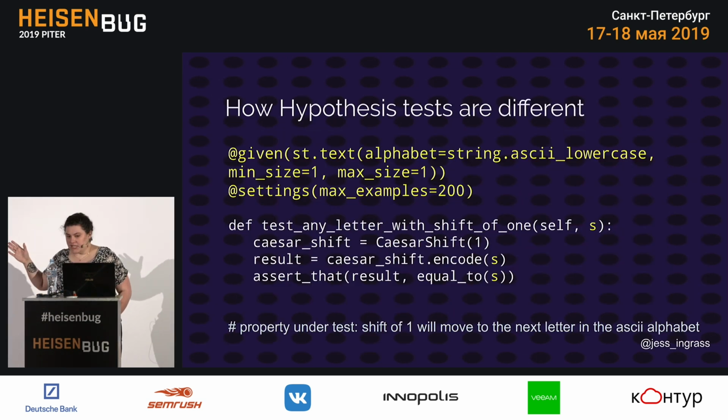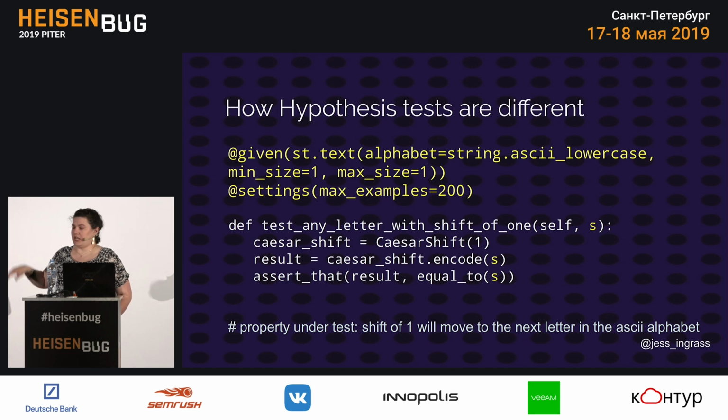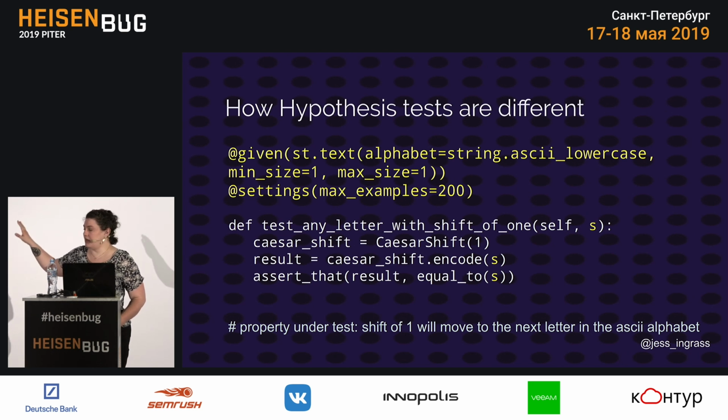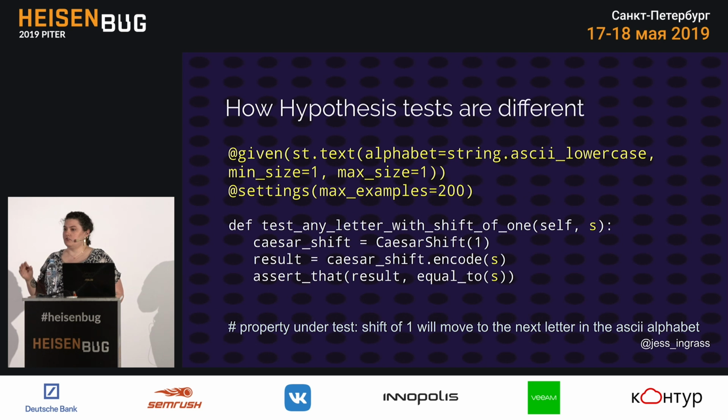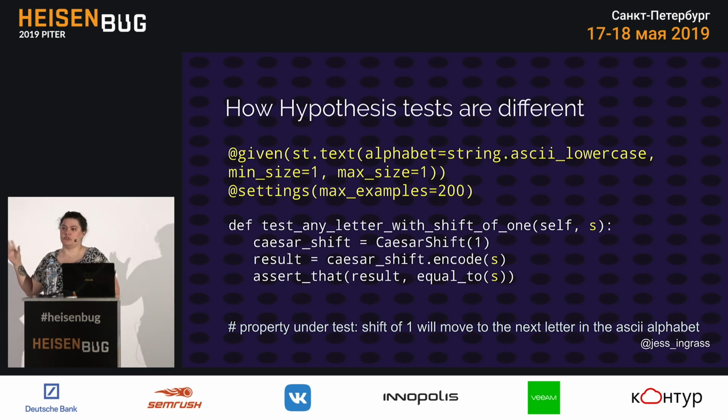So hypothesis tests look a little bit different, but not so much different than our example-based tests. You'll notice that I have the given and the settings decorators, and I'll talk about what each of those things can do. The strategies specified are generating random characters. So you'll notice that I have the S variable instead of actually putting in the characters that are being encoded. And now, instead of testing from A to D, like I did in the example test, I can test a shift of 1 on any character I choose in the alphabet.